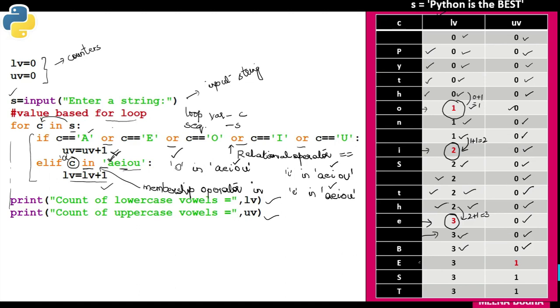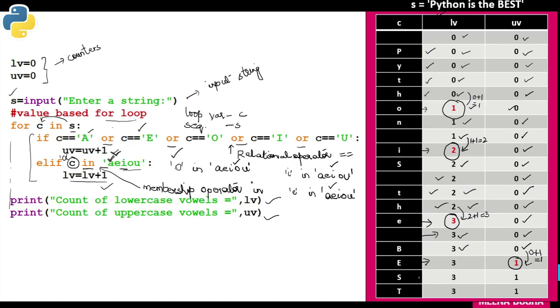With capital E, now here UV variable will open its account. Capital E, this condition will become true. C equal to E. Fine. And my UV variable will be 0 plus 1. It is going to be incremented by 1. First change in the UV variable when we are almost on the third last character of the string.